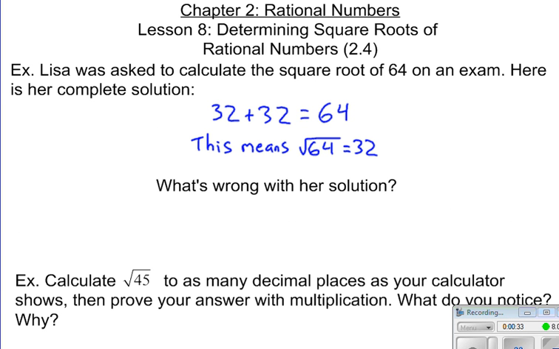So your first example says, Lisa was asked to calculate the square root of 64 on an exam. Here is her completed solution. 32 plus 32 equals 64. So this means the square root of 64 is 32. I would like you to figure out what is wrong with her solution and write it below. So pause the video, write it below. We're going to check this in class tomorrow.